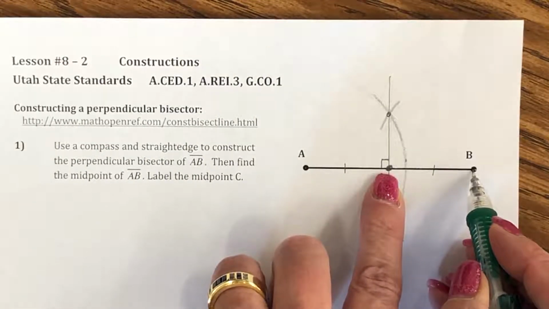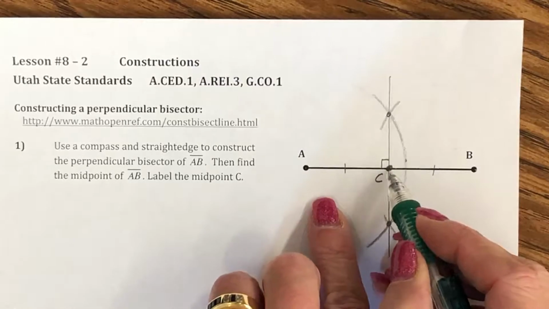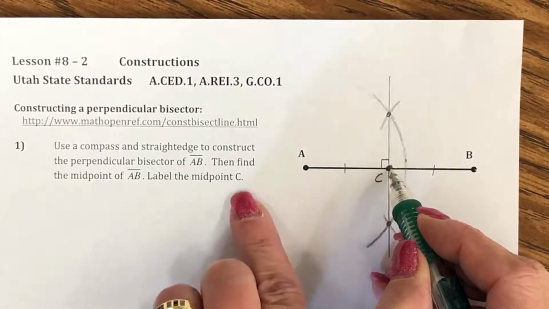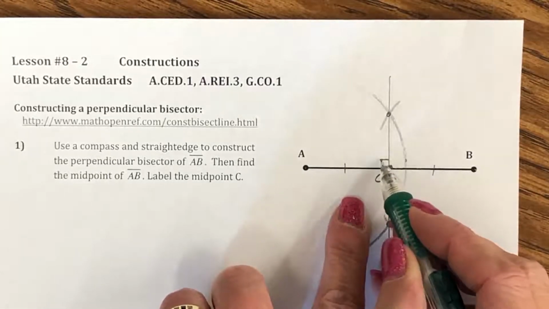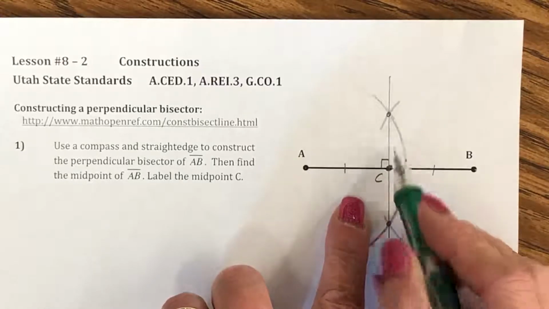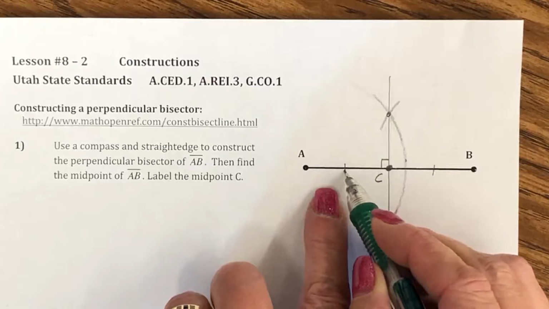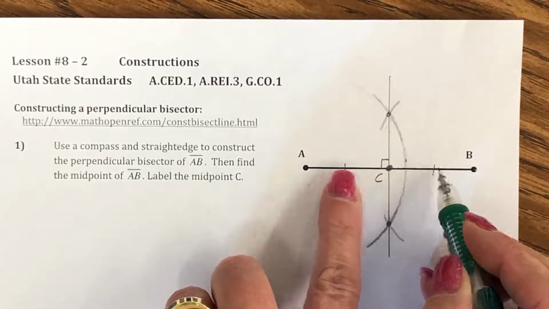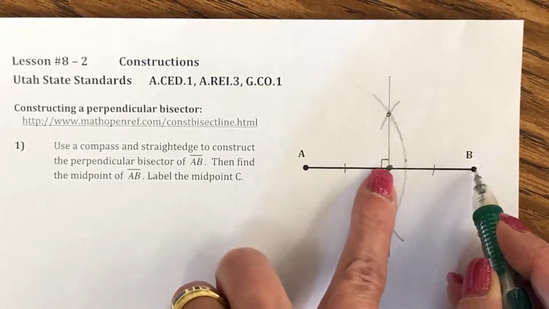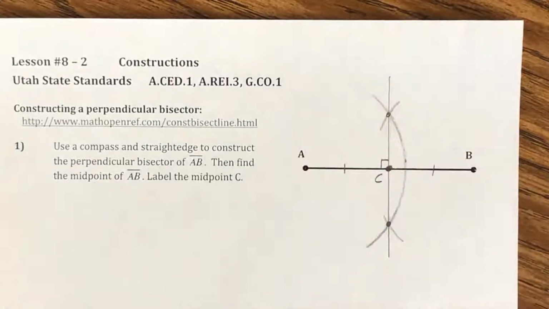So 3 things we just did there. We labeled the midpoint C, or whatever it tells me to label it. I drew a right angle to show that this is a 90-degree angle, that they're perpendicular. And then I put a tick mark here and a tick mark here to show that this segment has the same measure as that segment. So you need all 3 of those things on your notes.